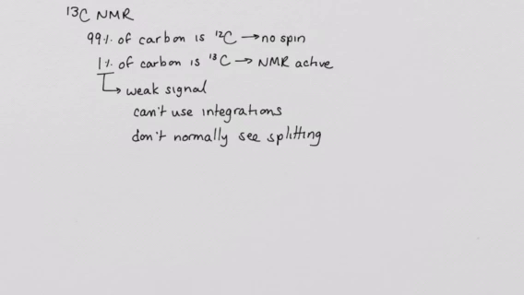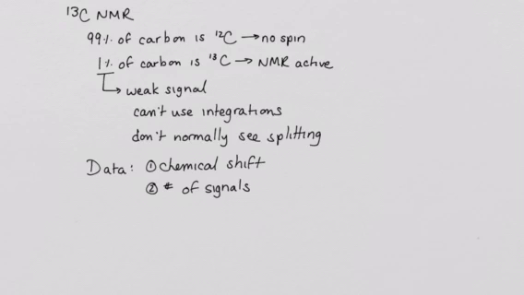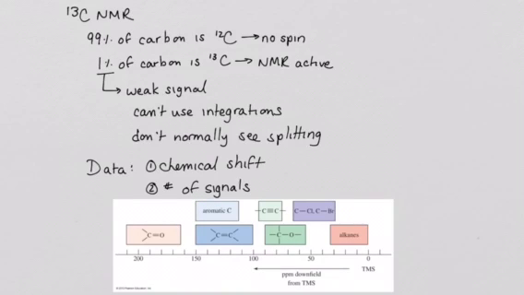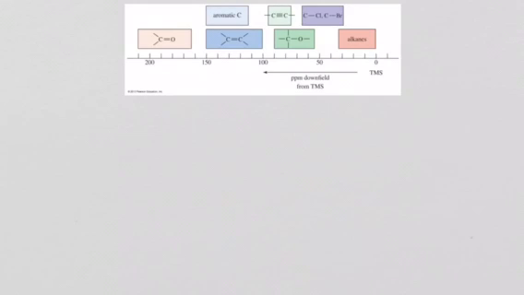What this means is that the data we can get from a carbon-13 NMR spectrum is the chemical shift of the different carbons in the sample and the number of signals, the number of different carbons in the sample. The relative chemical shifts of carbons in different functional groups can be seen in this figure. Let's see if we can use the shifts in this table to assign the carbons on a new molecule and its carbon NMR spectrum. Let's consider this spectrum.